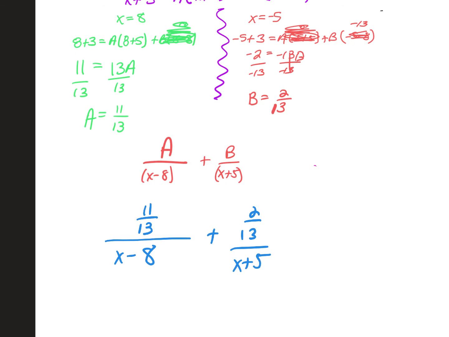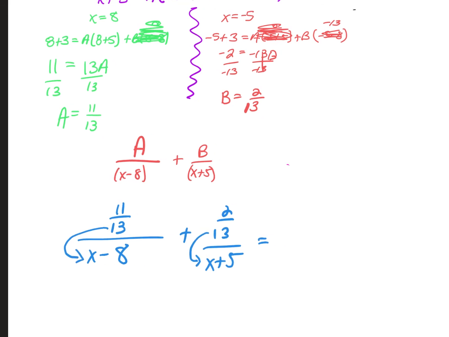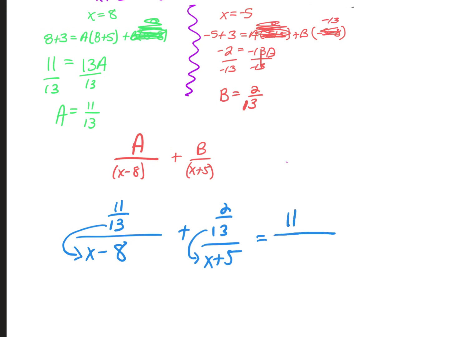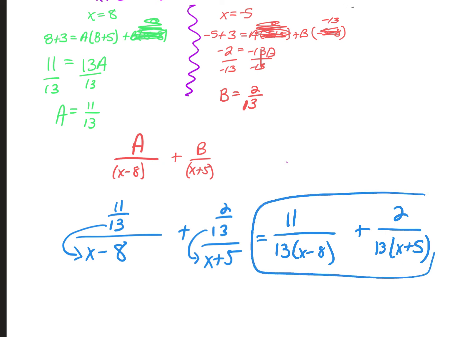That looks funny, doesn't it? What in your numerator, what is 13 in both cases? What part of the fraction is it? It's the denominator. So just take this, guys, and put it in the denominator. That's okay. So this would be 11 over 13 times x minus 8 plus 2 over 13 times x plus 5. If it comes up that you have a fraction, whatever the denominator is of the fraction, you just put it in the denominator of your answer.